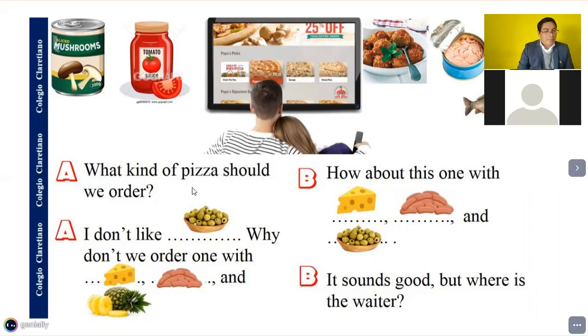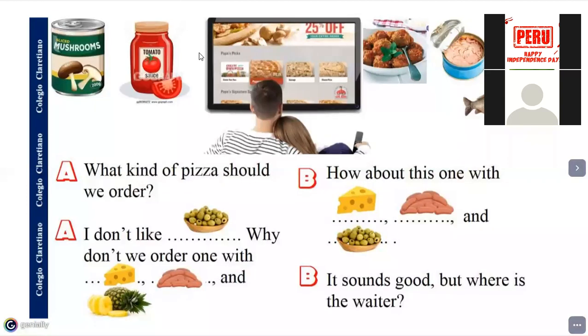What kind of pizza should we order? How about this one with cheese? Salsa and olive. I don't like tunas. Why don't we order one with cheese?